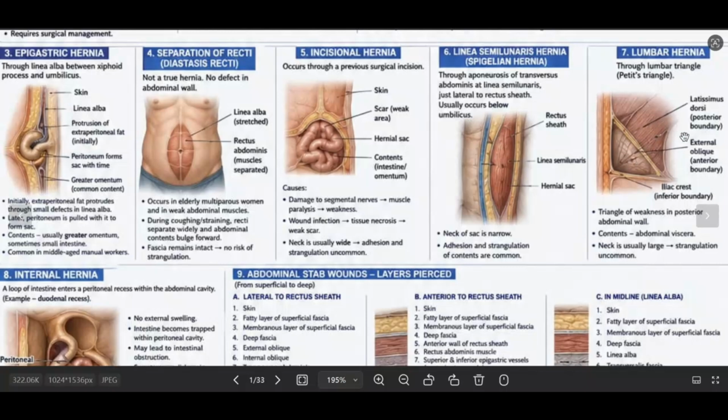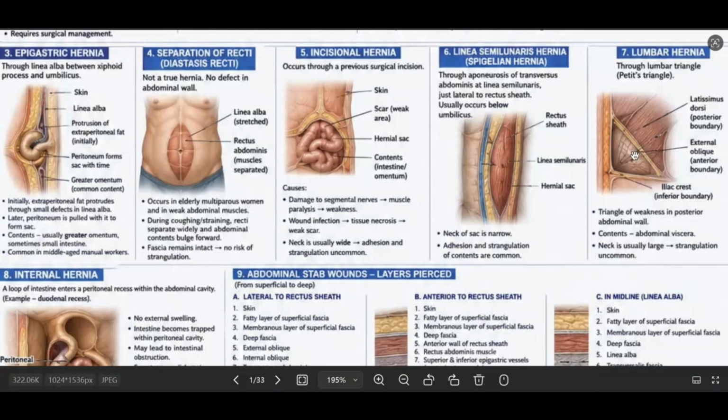The latissimus dorsi muscle forms the posterior boundary, and the inferior boundary is formed by the iliac crest. And the floor is formed by the internal oblique plus transversus abdominis. Okay, the internal oblique and transversus abdominis form the floor of Petit's triangle. I have mentioned three boundaries here; the fourth is the inferior one, and the floor is formed by the internal oblique and transversus abdominis. So I suggest you write it down somewhere.